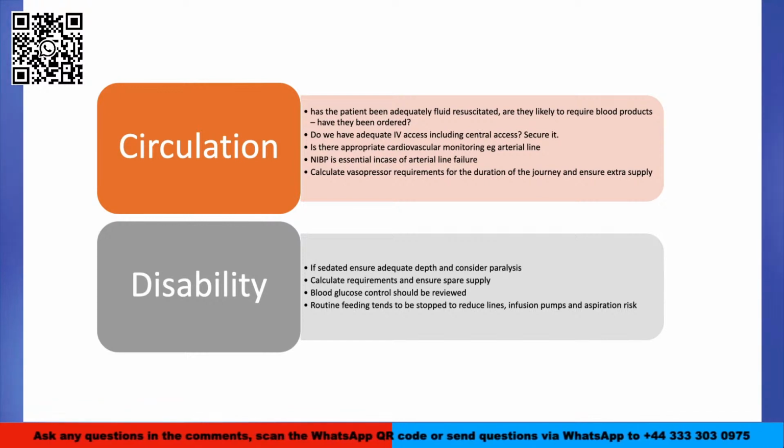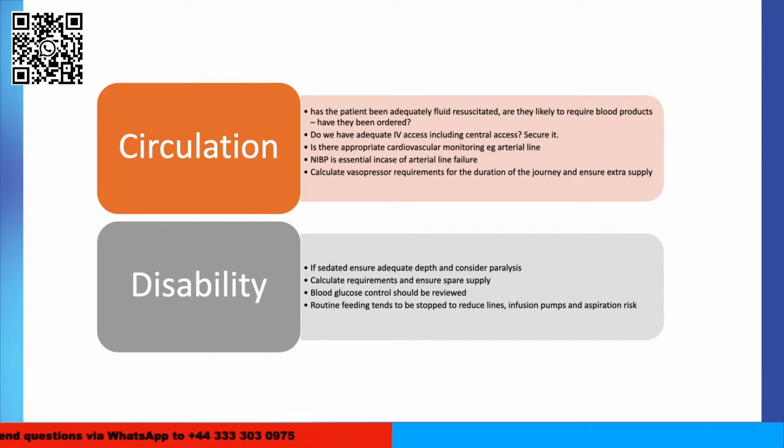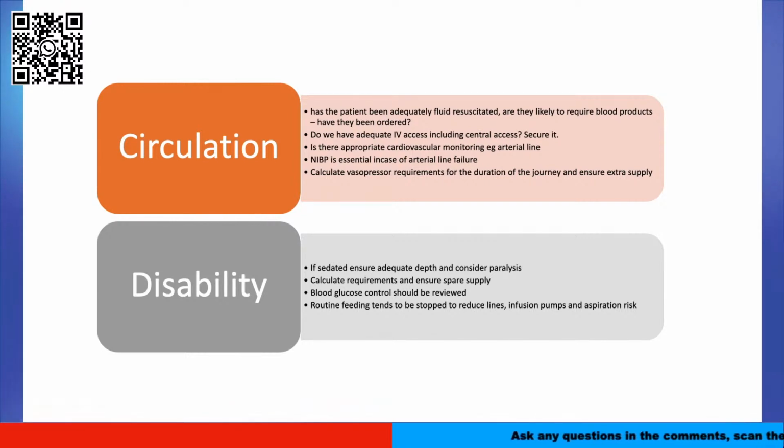Blood glucose control should also be reviewed. It may be that none is required, and it may be that if you're on a short transfer, things like rapid infusions could be stopped. Generally speaking, routine feeding tends to be stopped to reduce the amount of infusion pumps and lines required for transfer, but it also decreases your aspiration risk.